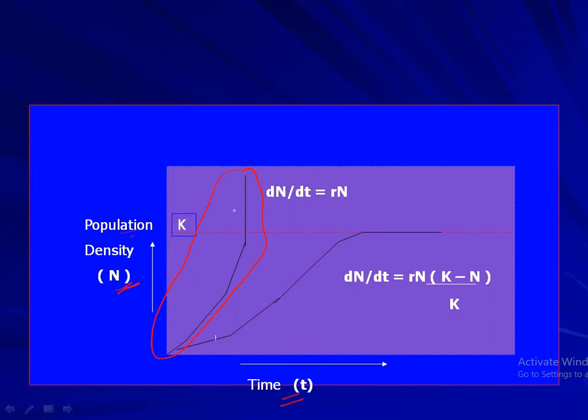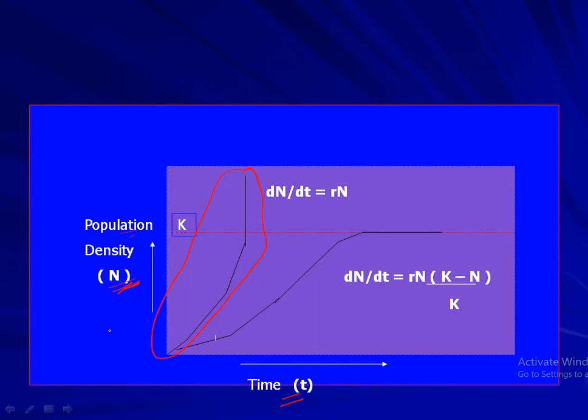How do we express exponential growth mathematically? We know that population increases very fast. So we are concerned about population density, which is denoted as N. As per our knowledge of exponential growth, the value of N will increase very fast.